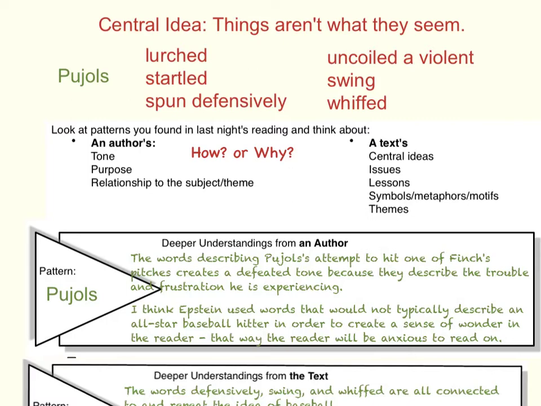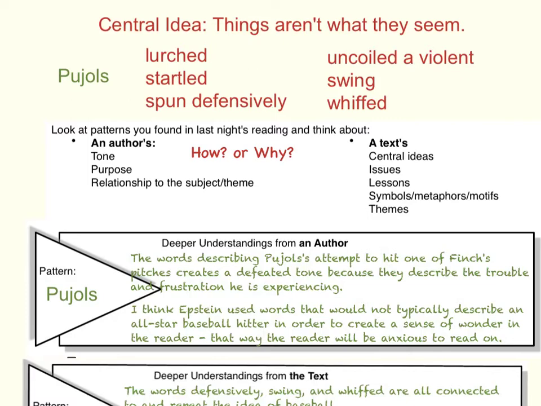You may not find that your words relate to all 3 of those things. It could be 1, 2, or all 3. But as much as you can, attempt to answer those questions how or why for as many as you can. I asked the question, how or why do the words in my pattern Pujols relate to the author's tone? And I found the first deeper understanding.